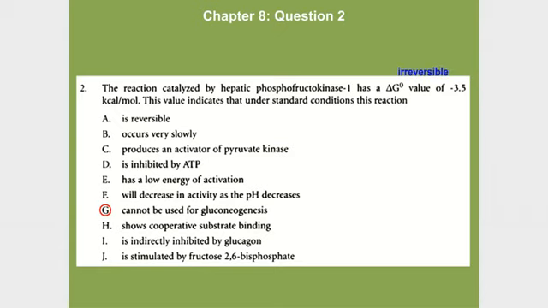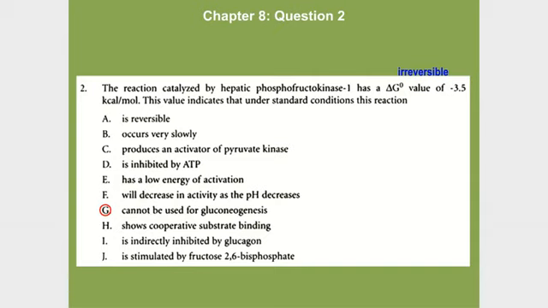And so the answer is not A, which states reversible. It has nothing to do with time. Option B, occurs very slowly. Remember, the delta G has nothing to do with time. That value has nothing to do with activators, inhibitors, or energy of activation. Option D says inhibited by ATP. Yes, it is inhibited by ATP, but the value has nothing to do with inhibitors or activators. What the value means is that it is irreversible.